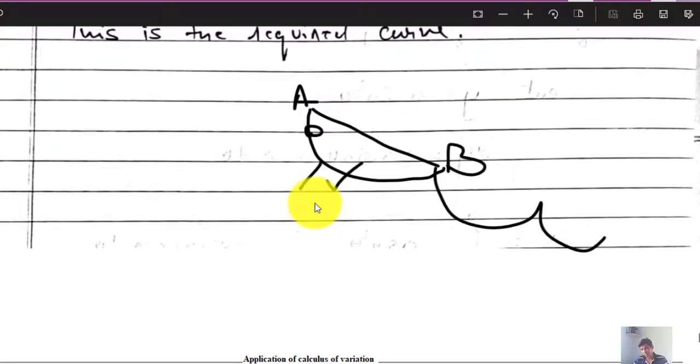The application part I have chosen particularly is the last part. So first you should know what a functional is, then you should know Euler's equation, which is useful to solve problems of calculus of variation. Also you should remember the conditions, that is case 1, case 2, all the four cases I have given. Apart from that, the application problems are geodesic, catenary problem and Brachistochrone problem, right? These are the three basic problems in the calculus of variation.